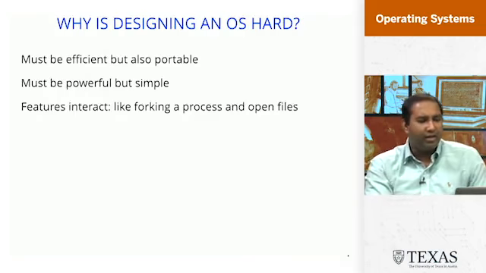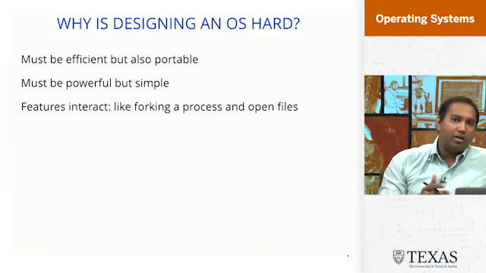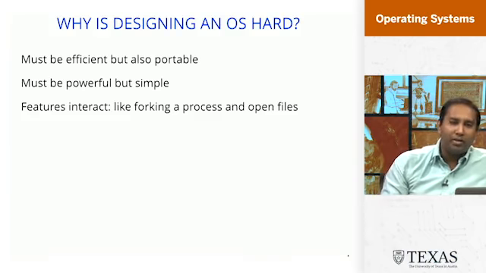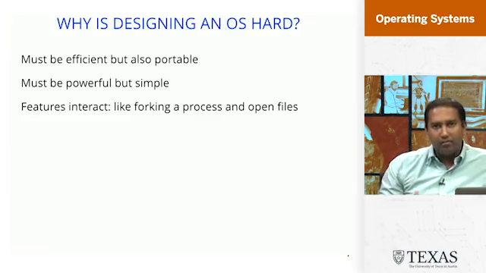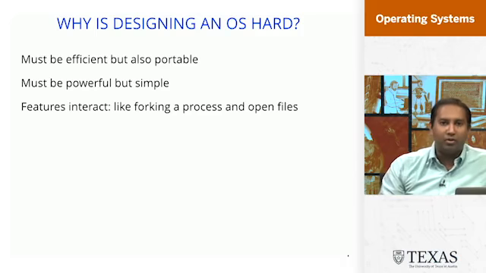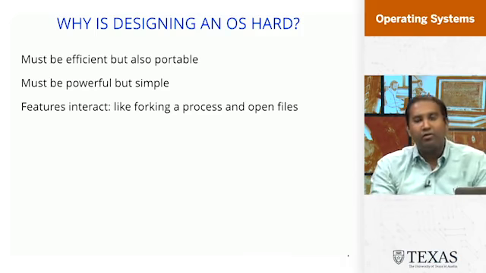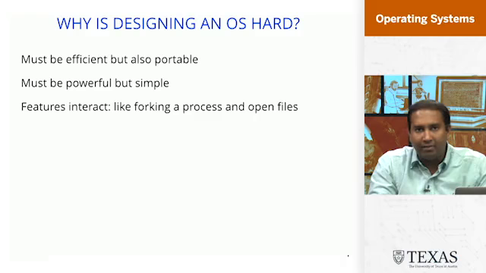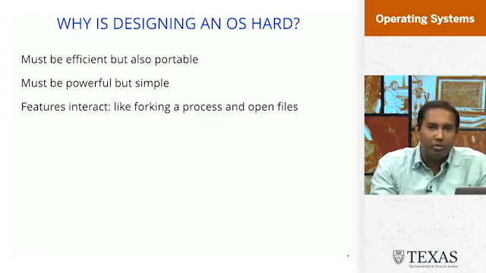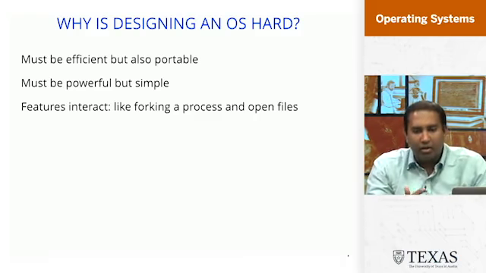So with that, let me talk a little bit about why designing an OS is hard, right? So as I mentioned before, a lot of contradictory goals are in place, right? So it must be efficient, so written, for example, in a low-level language like C, but you also want it to be portable.